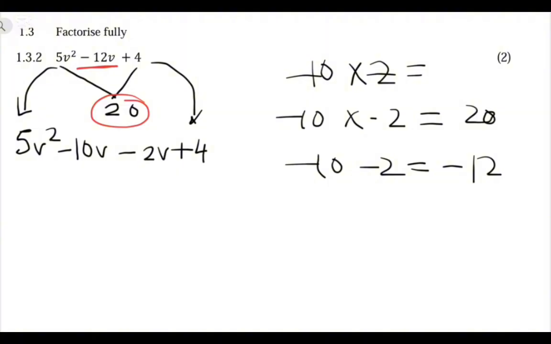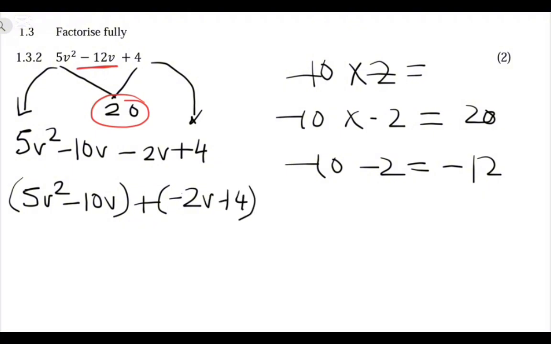So next, now we're just going to factorize by grouping, just like the same question that we did in 1.2, something like that. So we're just going to group this: 5v squared minus 10v, plus minus 2v plus 4. So I'm going to take out the common factor. It's going to be 5v, then we are going to be left with v minus 2, and then here our common factor is going to be negative 2, and then we're going to be left with v minus 4.